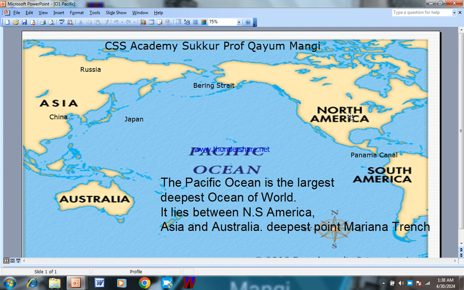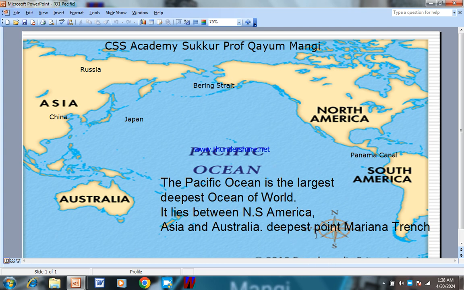this is the United States of America, this is Canada, and this is Alaska, a state of the United States of America. This is the Bering Strait between Russia and the United States, or the Alaska state of the United States. It was also part of the USSR.